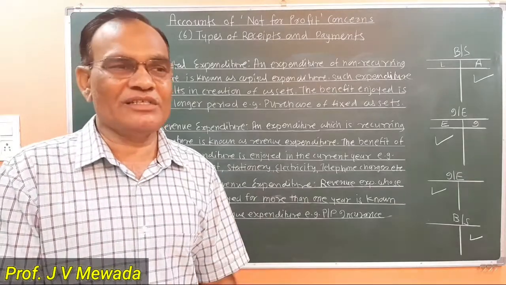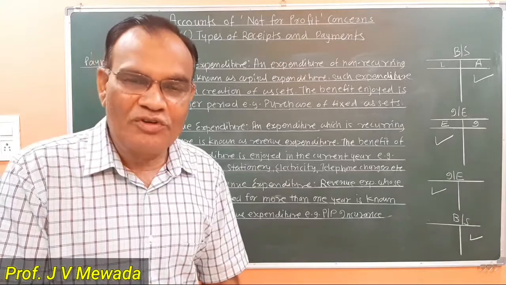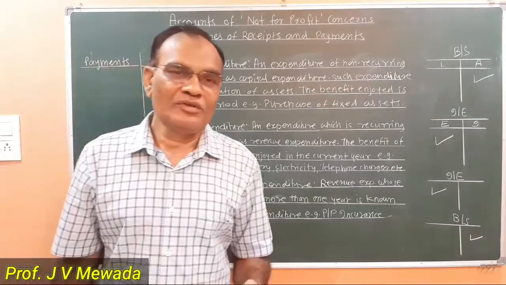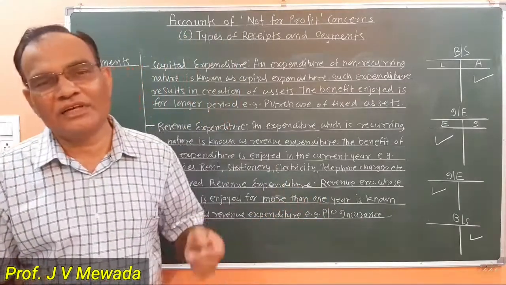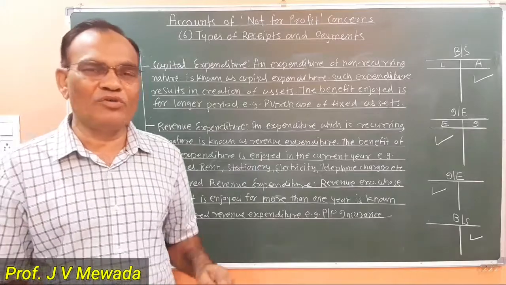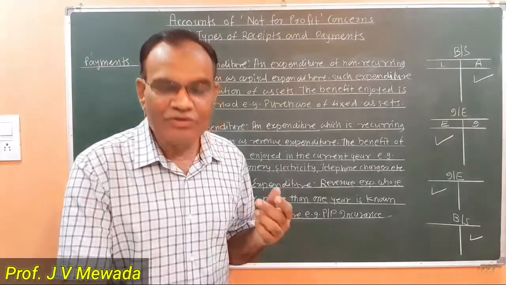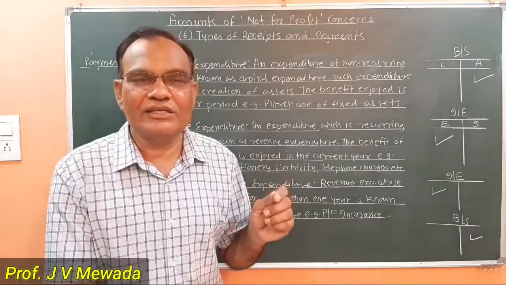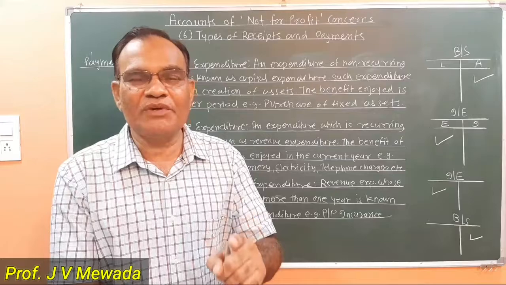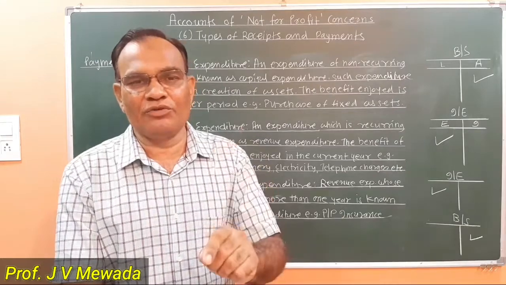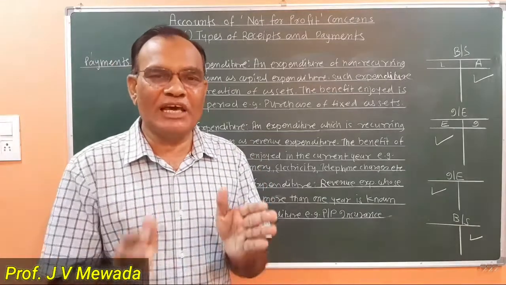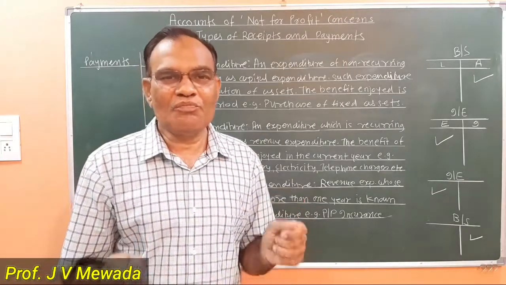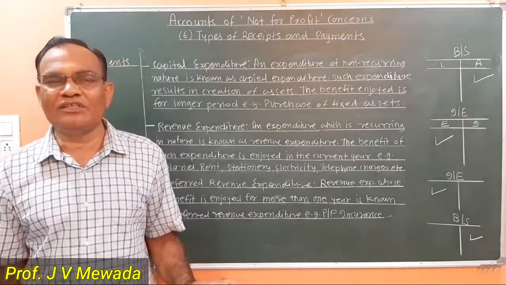Please learn this classification. It is useful for solving problems. Normally the students are complaining that this particular topic, accounts of not-for-profit concern, is a difficult topic and they are not able to solve the problems. They are not able to tally the sums, but it's not like that. The only thing that you have to take care of is to understand the difference between capital and revenue. If you understand the difference between capital and revenue, it is easy for you to solve the sum. So please learn this classification.